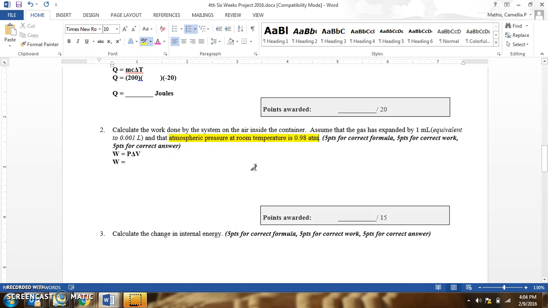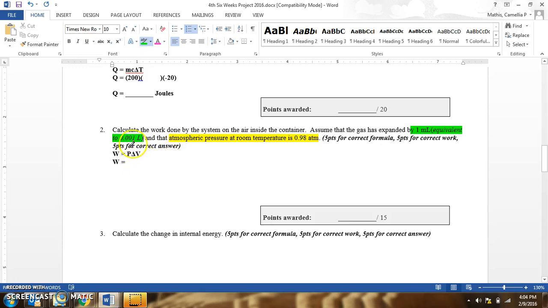Also, for the change in volume, the problem goes on to tell you this is how much the volume changed. It expanded, went up by a total of 1 milliliter, which is equivalent to 0.001 liters. So for this equation, you'll have to do some research to figure out, is it the milliliters that we need to put in for volume, or is it the liters? In that case, you can also refer back to your notes or do some research online to see what unit volume should be input as.